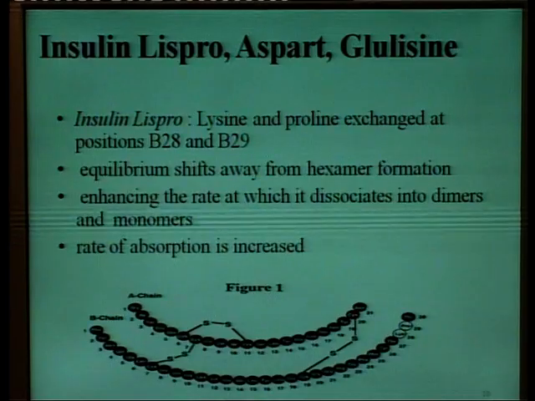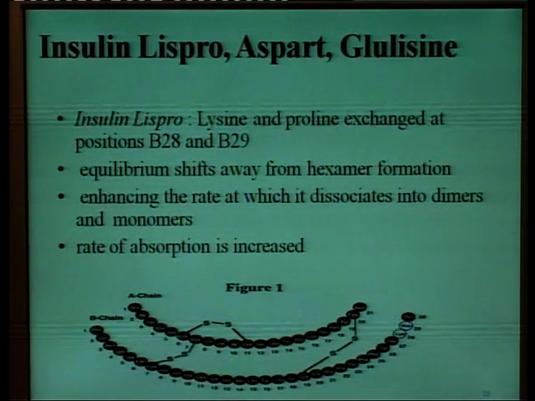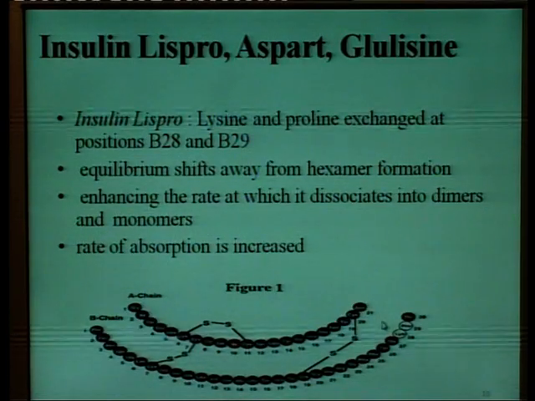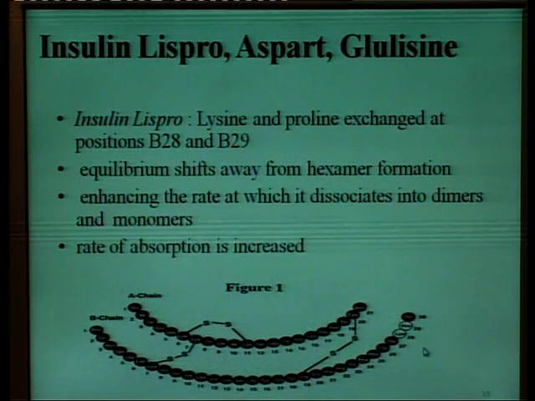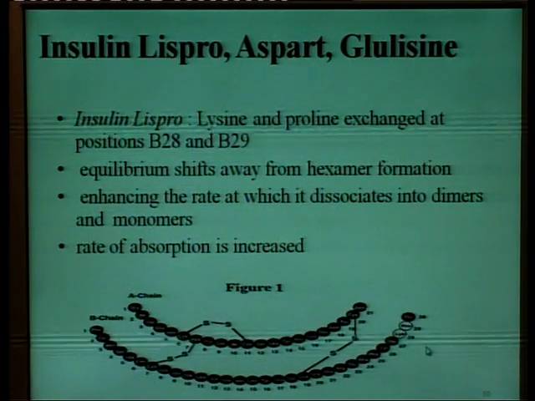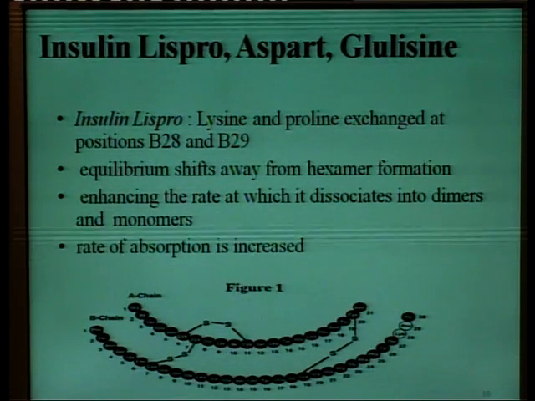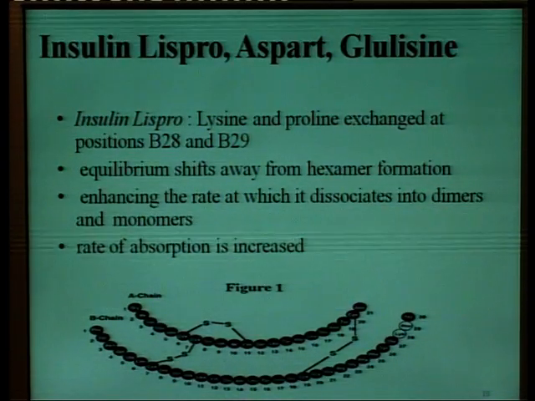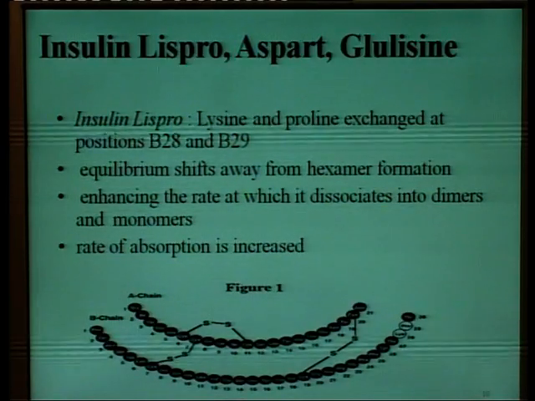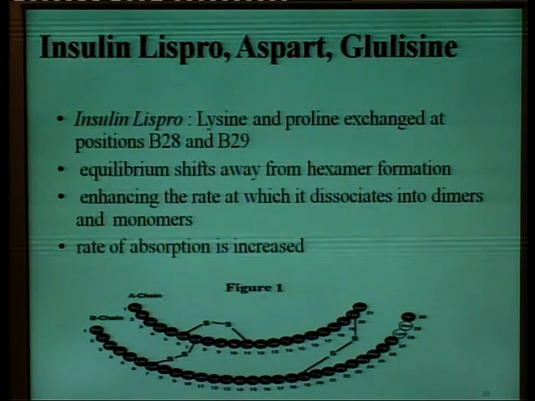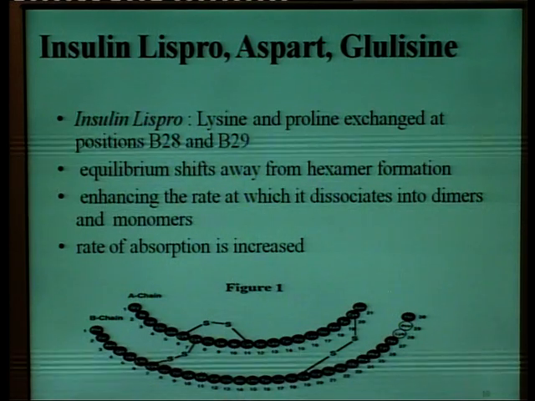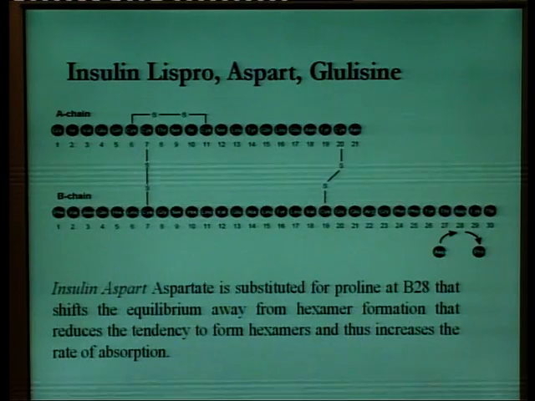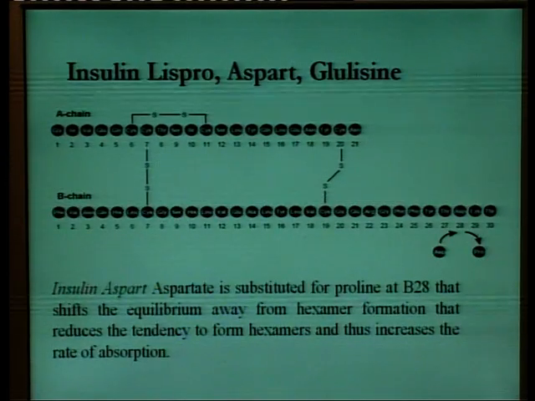So, that is our aim. We have got the structure and we will make the changes in such a way in the position both in chain A and chain B, so that the equilibrium is going to shift away from the hexamer, which is going to increase the absorption rate. The dissociation takes place from the hexamer to dimers and monomers, and ultimately the rate of absorption is going to be increased. The second preparation we are talking about is insulin aspart.